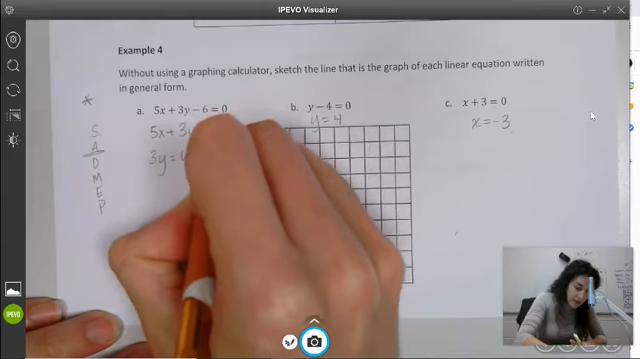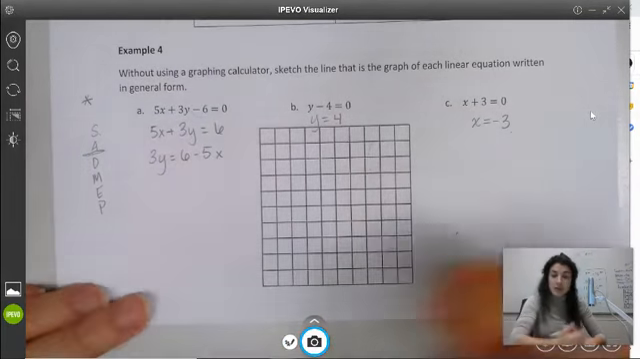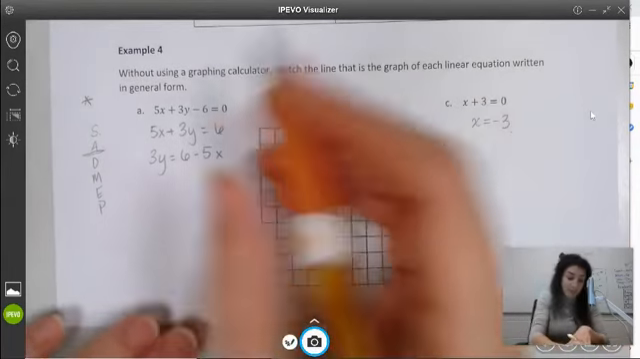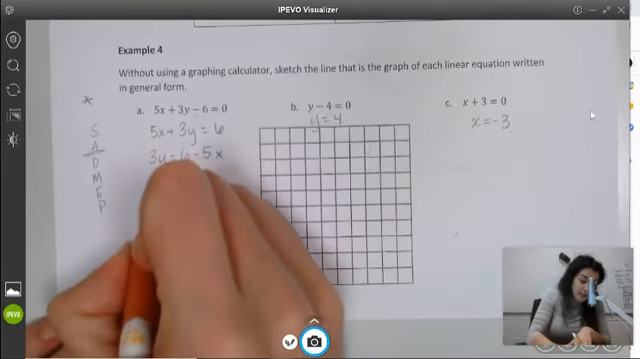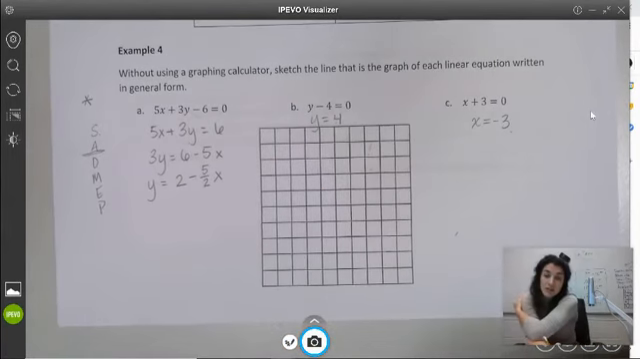3y equals 6 minus 5x. Then I want to get rid of this 3 so I can get y by itself. I'm dividing every single term by 3. So that's going to be y equals 6 divided by 3, which becomes 2. I'm going to leave the -5/2 as 5/2 because it's a slope, right? And so it's easier for us to understand slopes when they're left in fraction form. Okay, so now we've isolated for all of our y values. We've turned everything into slope-intercept form.